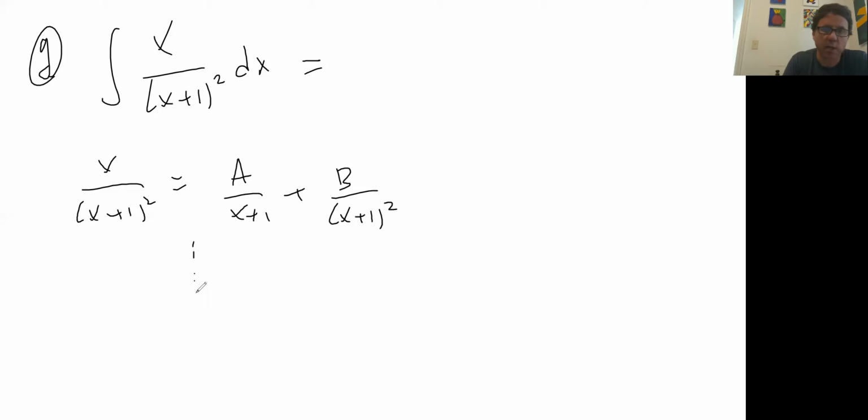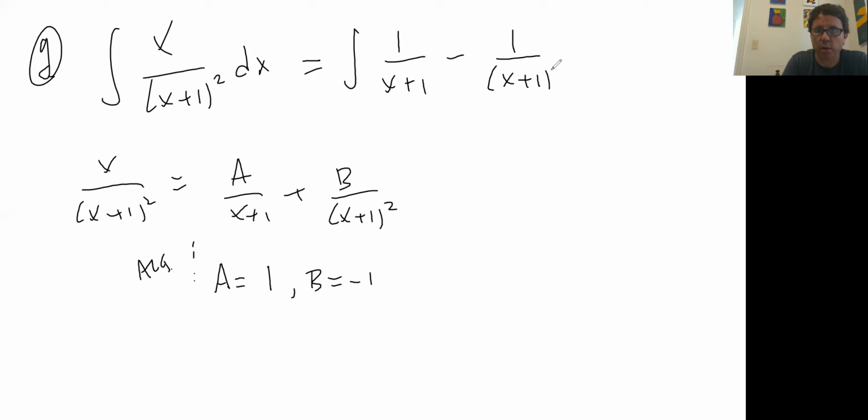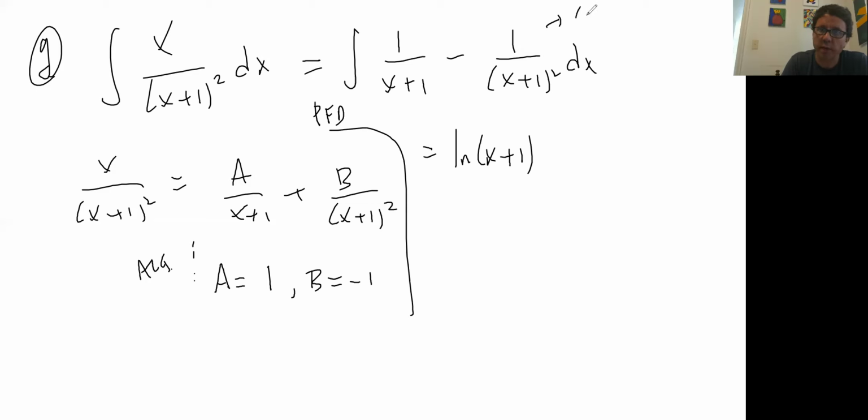You solve it out and you'll get that A is 1 and B is minus 1. So you can do the algebra in there. We'll get to this. So this will be the integral of 1 over x plus 1 minus 1 over x plus 1 squared. Okay. So partial fraction decomposition. And now you integrate. This one is the natural log. That's 1. And this one you actually have to write as x plus 1 to the minus 2. So it will be x plus 1 to the minus 1 divided by minus 1. If you put all that together, it ends up being 1 over x plus 1. So power rule and then a log.